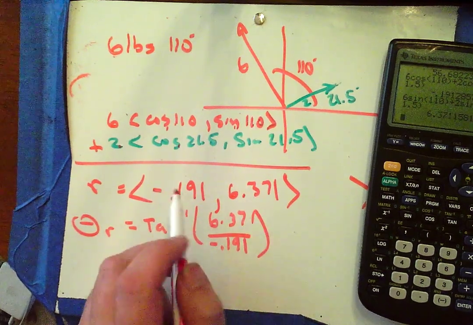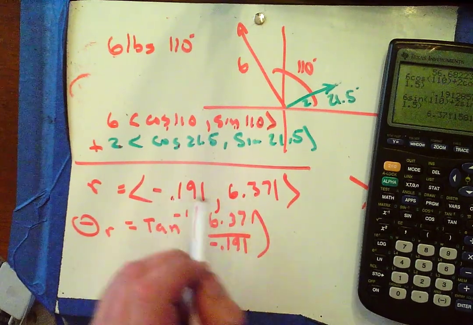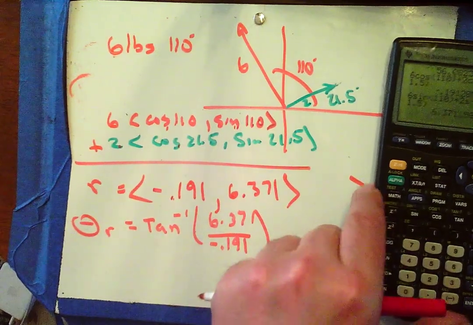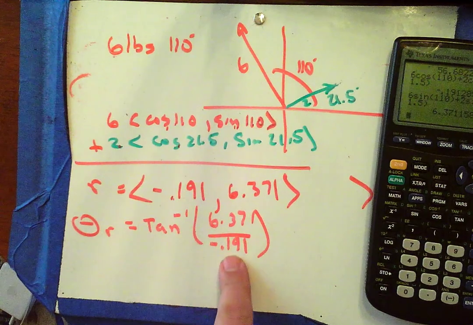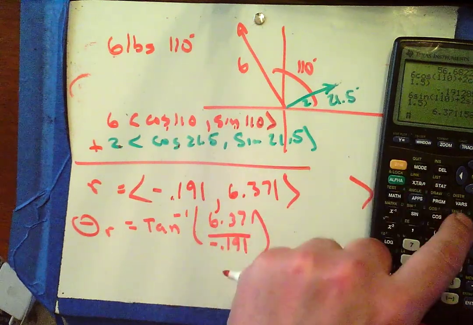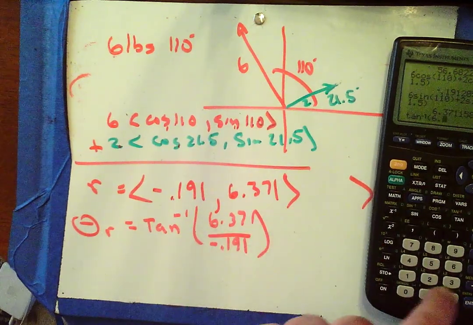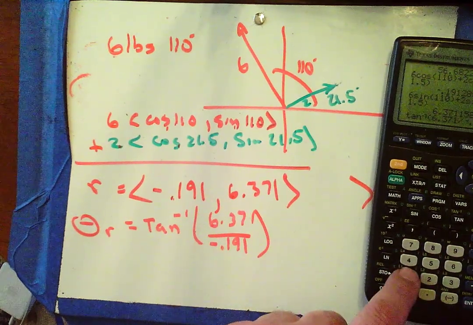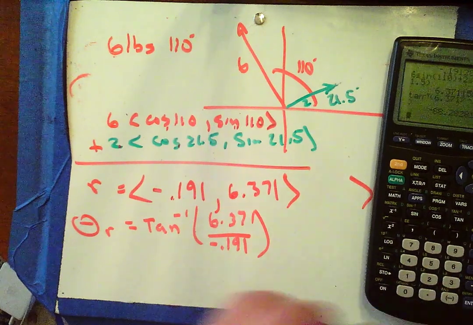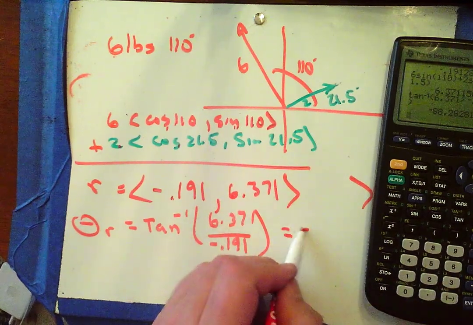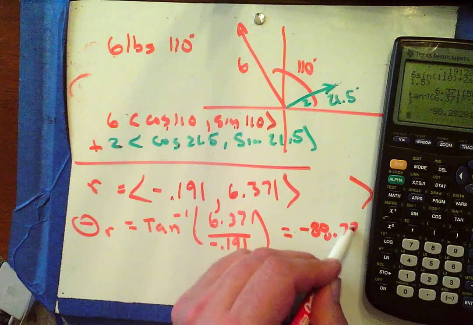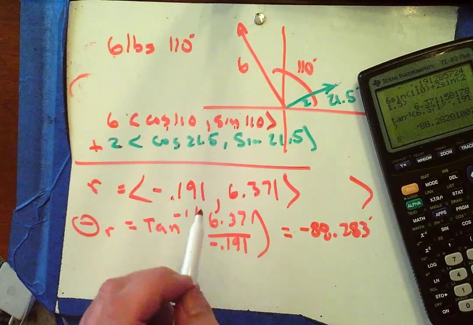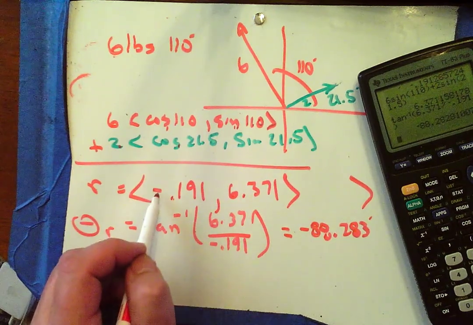Now think about where we are. This is second quadrant because the x's are negative and the y's are positive, and tangent should be negative there. Okay, so negative makes sense. Inverse tangent of 6.371 divided by negative 0.191, and I end up with negative 88.283 degrees. But wait a minute, my angle isn't in fourth quadrant, it's in second quadrant.